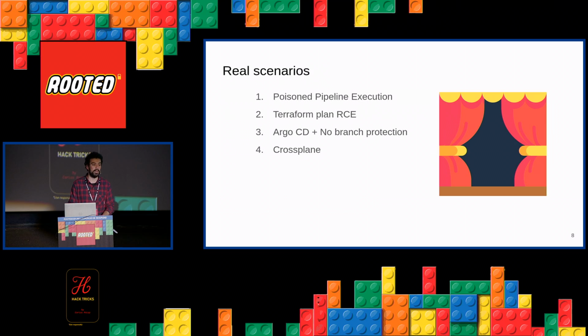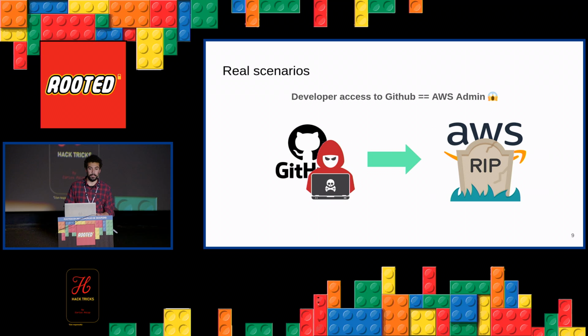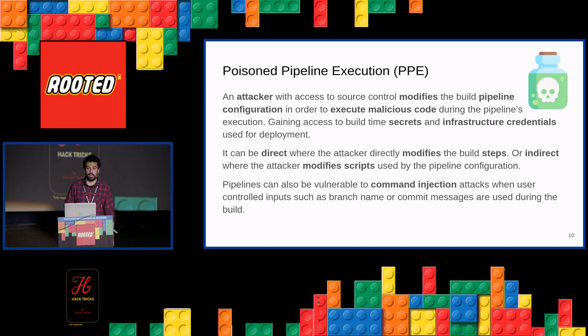So we're mostly done with the PowerPoint stuff. We're just going to jump into some real life scenarios. I'm going to walk through some diagrams to explain what's going on, and then we'll do some live demos. Cool, yeah, so in most of these scenarios, developer access equals AWS admin. These are all based on real life engagements and have been slightly simplified to make them more appealing to the presentation today. So the first one is about poison pipeline execution.